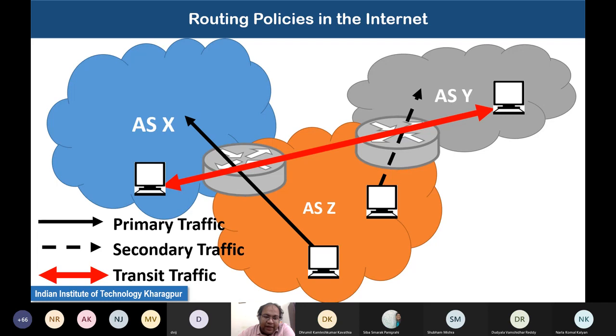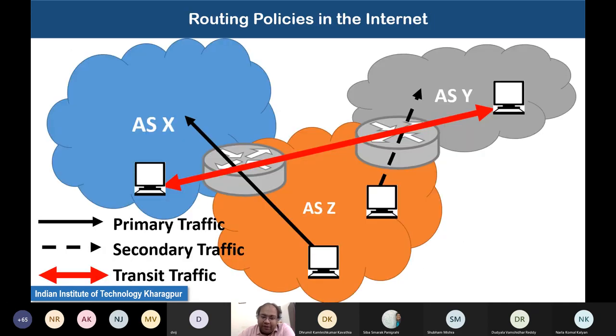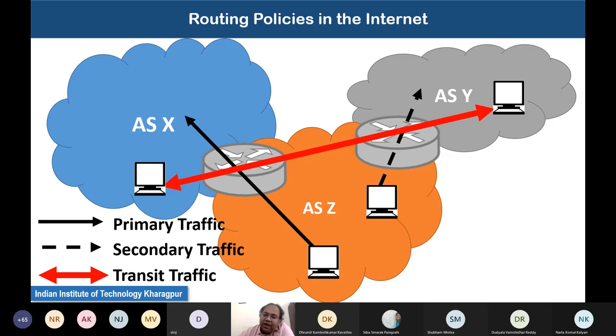Now this particular routing policy says that I prefer to send traffic via ASX than via ASY. That means from ASZ, my primary path will be towards ASX. If I want to forward any traffic, I will forward it to ASX, and I will use ASY only if it is the only path. That means if somehow this gateway router is not working, that is, my primary path is broken, then only I will use the path towards ASY.